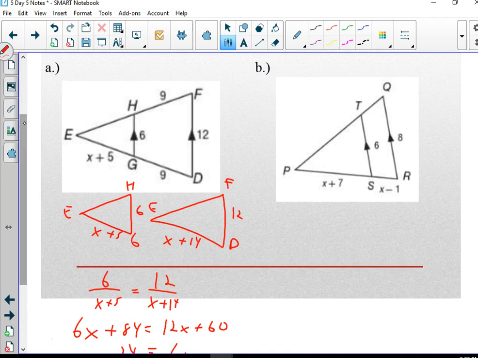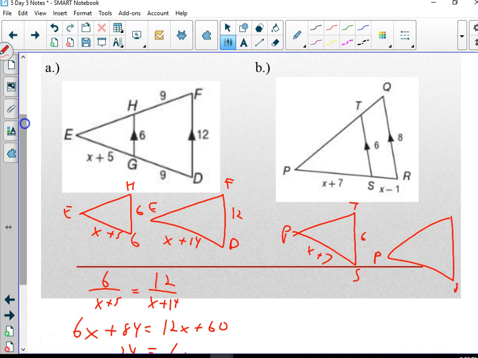Over here, I'm going to redraw my triangles. P, S, T. This is x plus 7. This is 6. This is P, this is R, this is Q. Now this is 8, but this side down here is x minus 1 plus x plus 7. So that's 2x, and 7 minus 1 is 6.